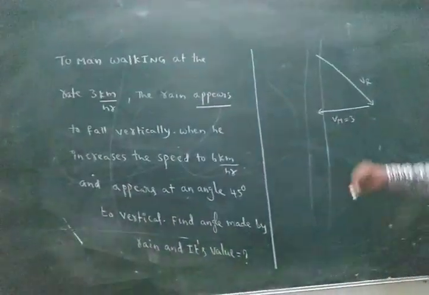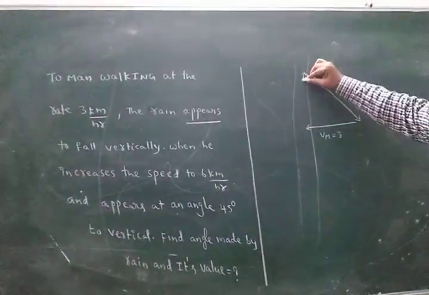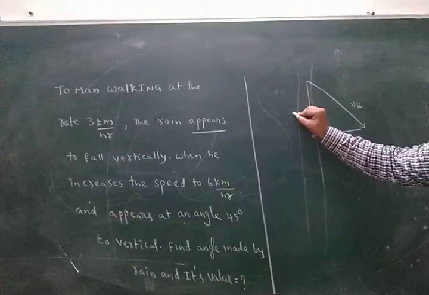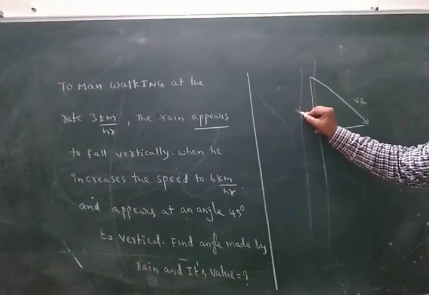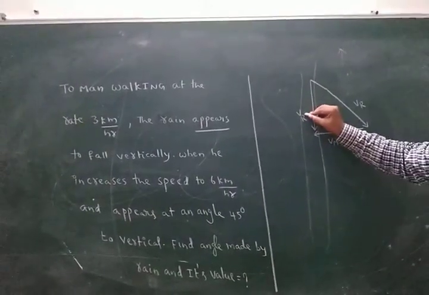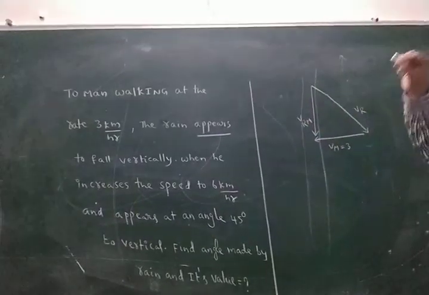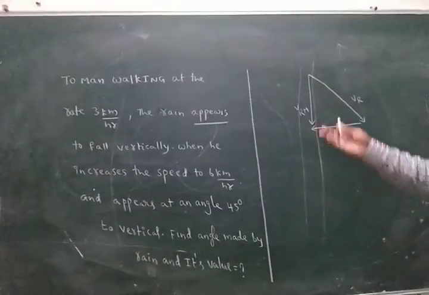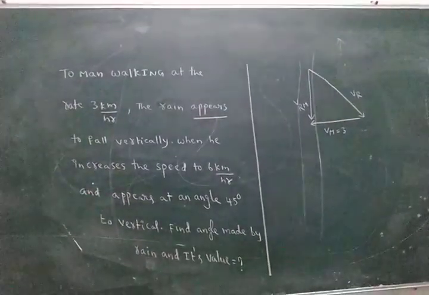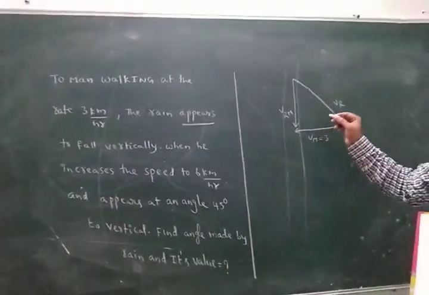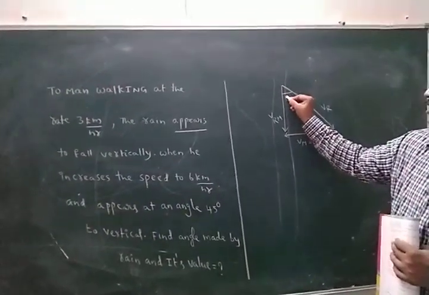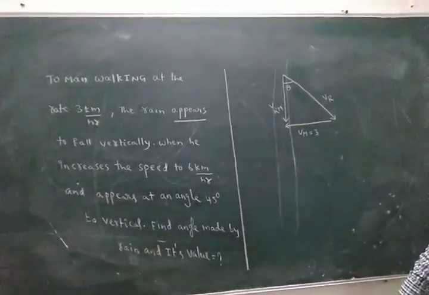In this situation, rain appears vertically downwards. This is the velocity of rain with respect to the man. Look here, in this situation, this angle can be determined. This is the question.